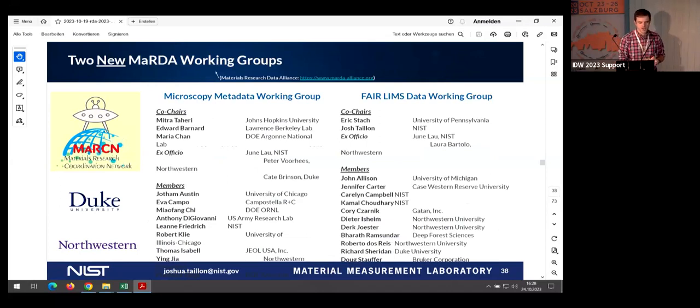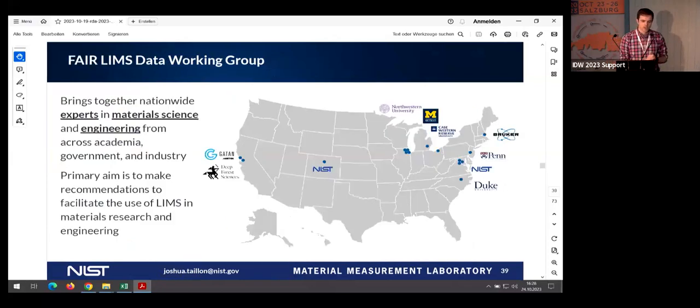Mitra, Ed Bernard, and Maria Chan are co-chairing the microscopy metadata working group, and they're really looking at in-depth what metadata do we want our microscopes to produce for us, and can we recommend some sort of common structure for that. I'm coming to you from the other side, the LIMS working group. I'm co-chairing that group along with Eric Stock from the University of Pennsylvania. And we're more looking at, okay, what do we want out of LIMS in the materials science and engineering research community? So our working group, we call it the FAIR LIMS Data Working Group.